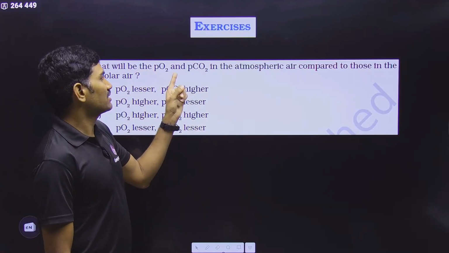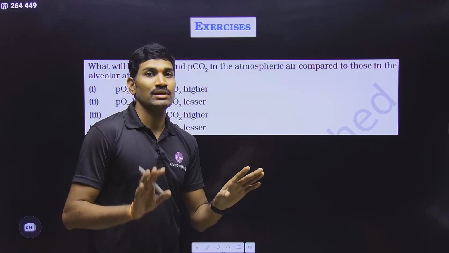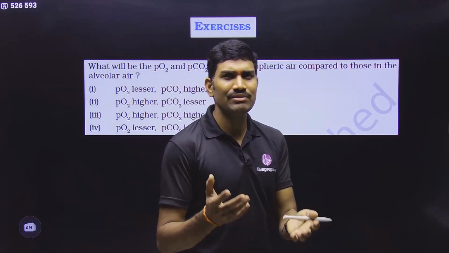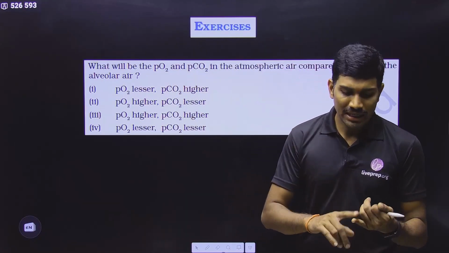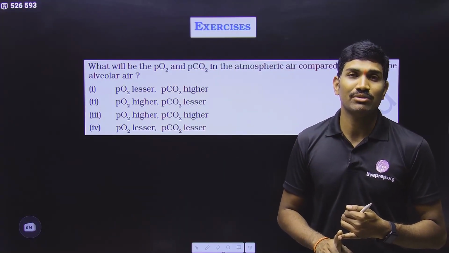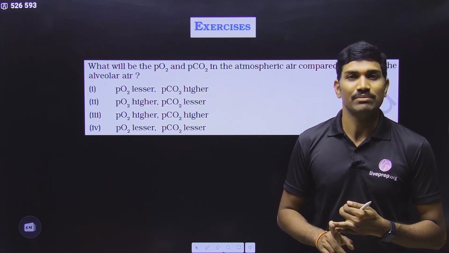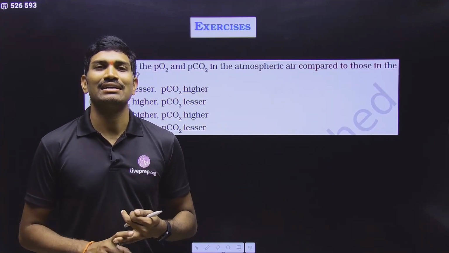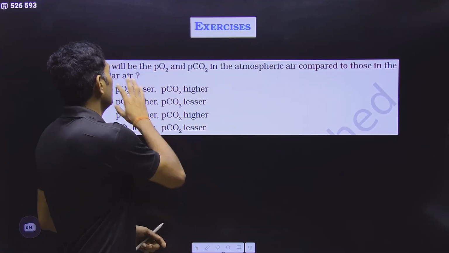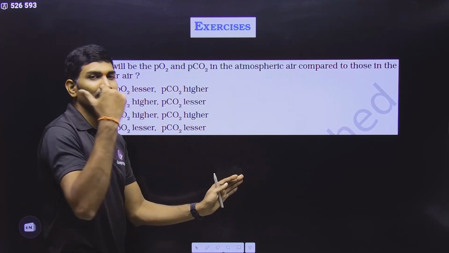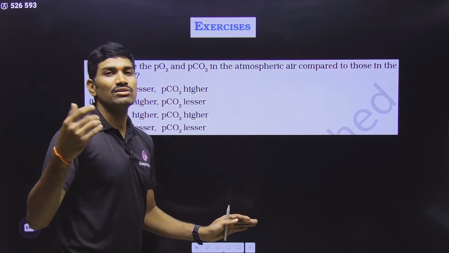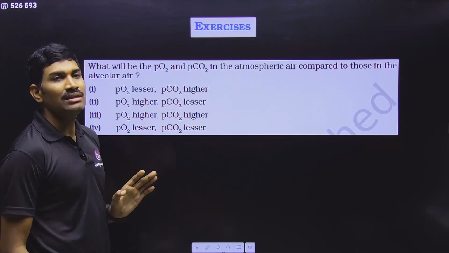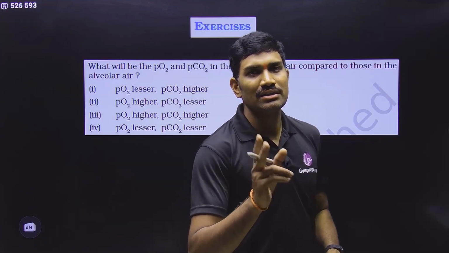What will be the partial pressure of oxygen and partial pressure of CO2 in the atmospheric air compared to those in the alveolar air? Already we studied these partial pressures. In the atmospheric air, oxygen partial pressure is 159 mm mercury and CO2 is 0.3 mm mercury. In the alveoli, oxygen is 104 mm mercury and CO2 is 40 mm mercury. When compared with alveolar air, in the atmosphere oxygen is more and CO2 is less. So the answer will be option 2.